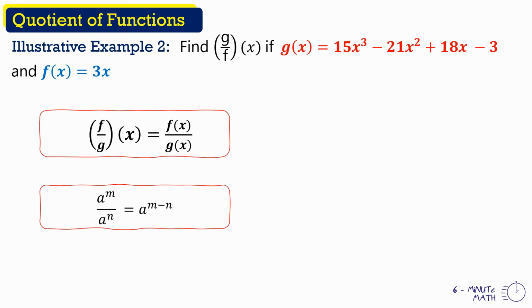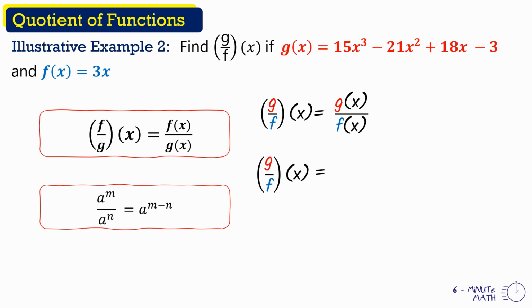Next, we have example number 2. Find g over f of x if g of x is equal to 15x cubed minus 21x squared plus 18x minus 3 and f of x is equal to 3x. So, rewrite na natin yung function notation natin. The function notation on this item is g over f of x is equal to g of x over f of x. And then we substitute g of x and then the value of f of x.